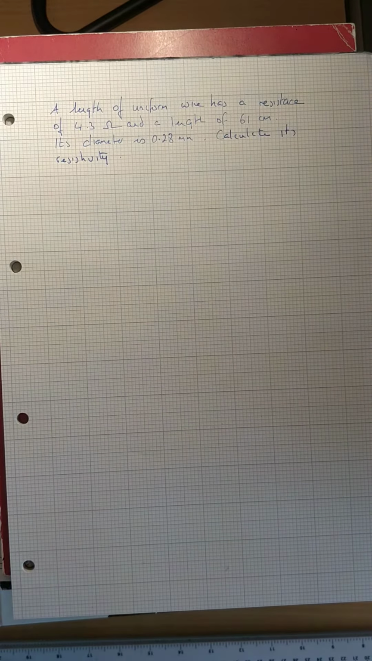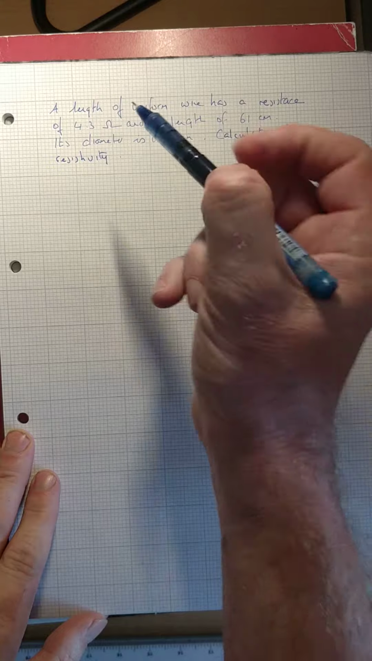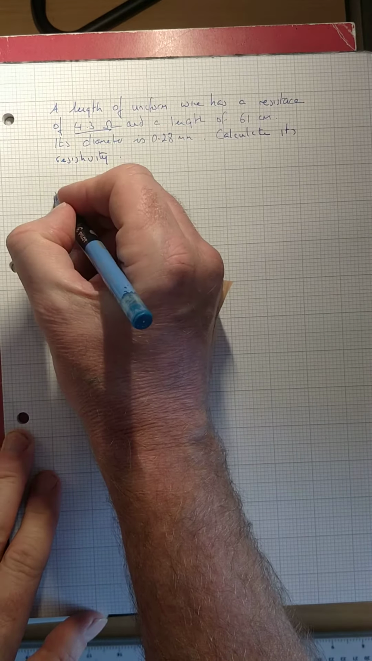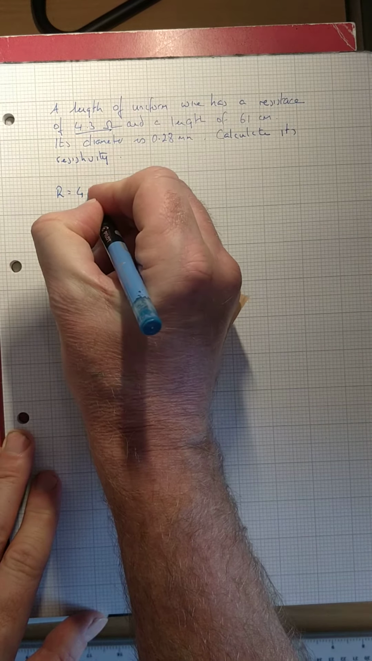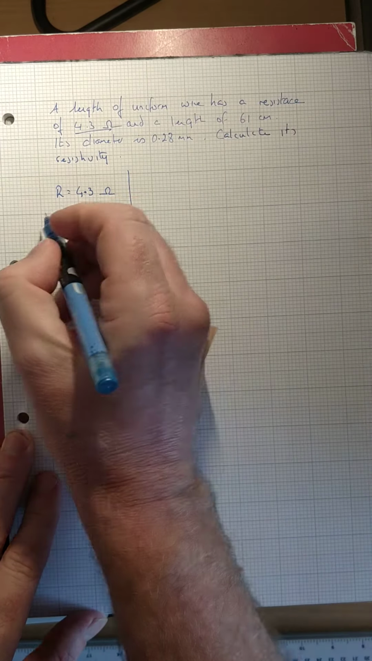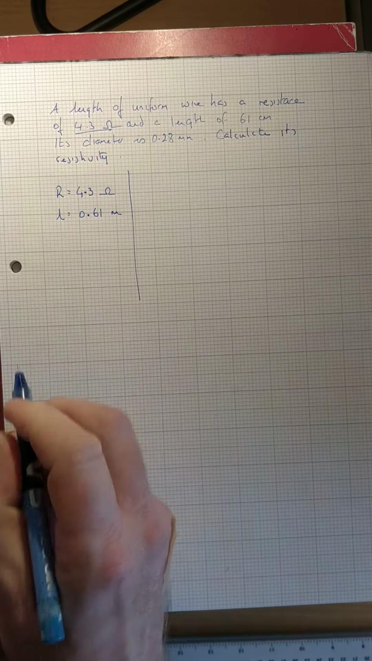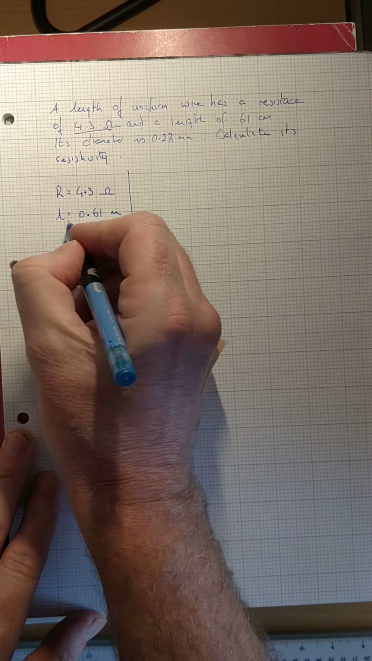And resistivity. So this pretty much sums up the type of question you're going to get. You're given the length of the wire at a resistance of 4.3 ohms. So we put that in here on our list. It has a length of 61 centimeters. So as we're at it, we might as well just change that to meters: 0.61 of a meter. Its diameter is 0.828 of a millimeter.